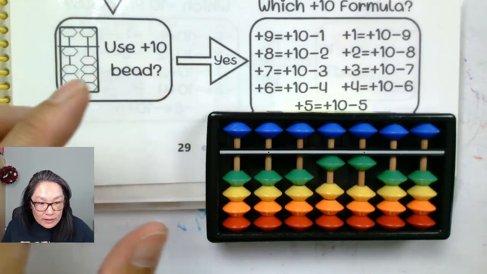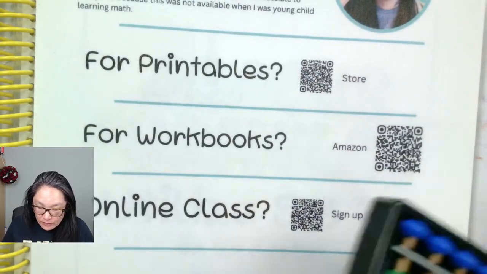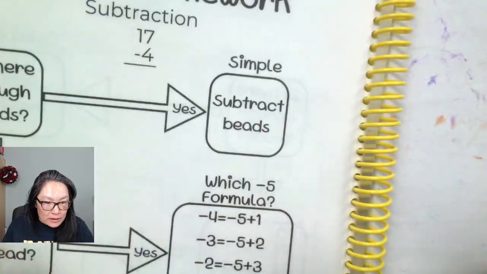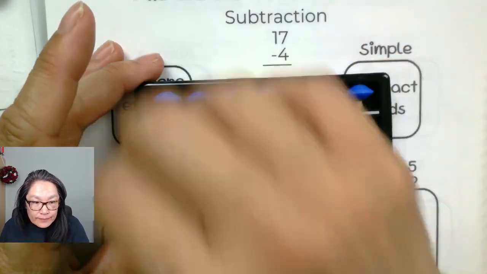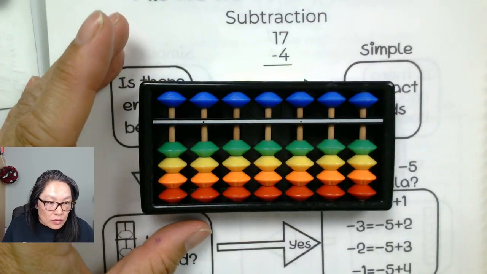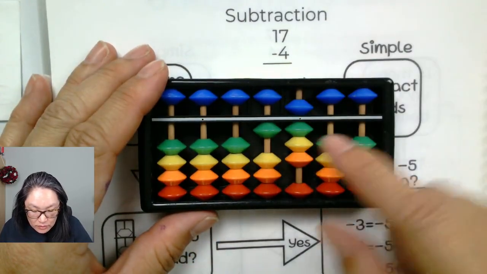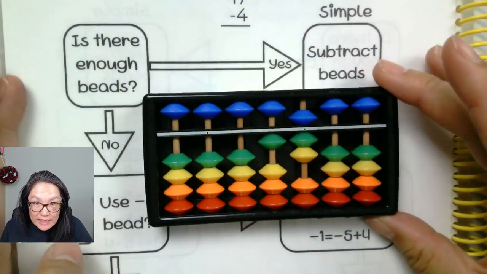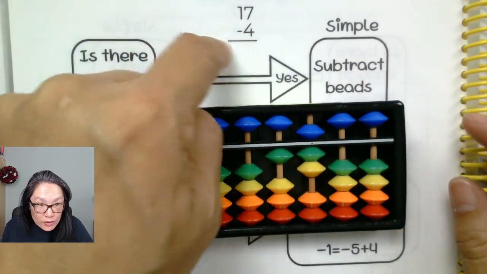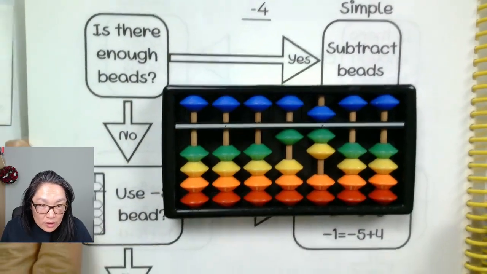So we could do it again. I have another one. Gotta do the framing. We gotta do this one. Let's do 17, right? When we do 17, we want to take away 4. Now what do we do? We take away the 4. Is there enough to take away the 4? Yes or no? No. There's not enough beads to take away the 4.